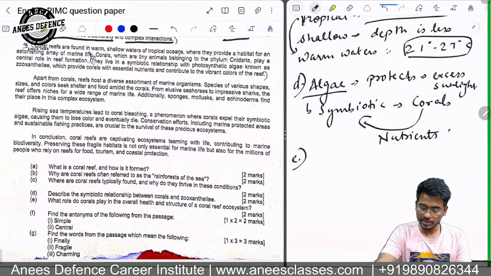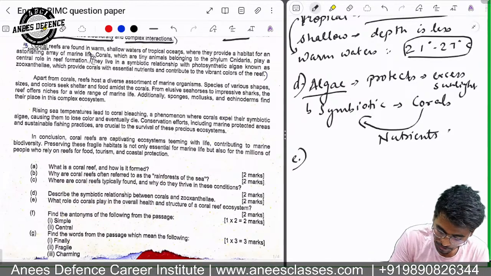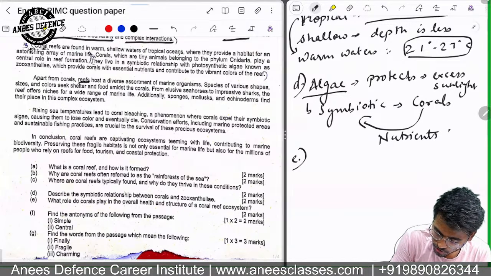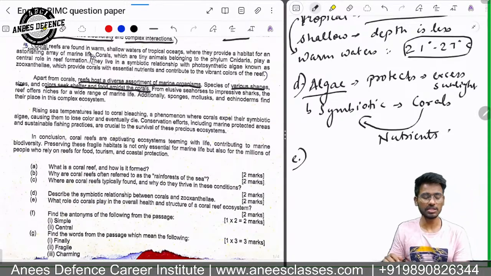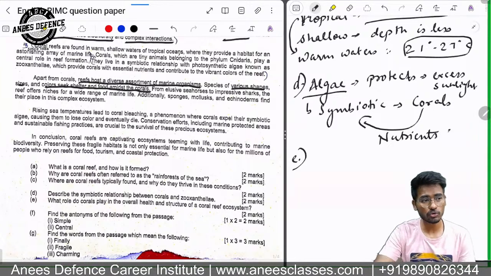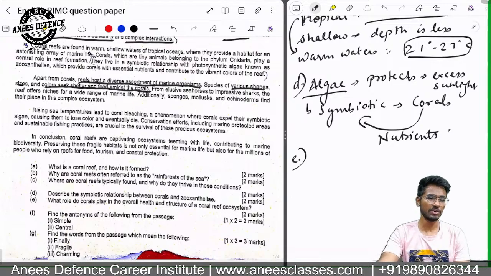What role do corals play in the overall health and structure of a coral reef ecosystem? If you see, this answer lies over here. The reefs host a diverse assortment of marine organisms. Species of various shapes, sizes, colors seek shelter and food amidst the corals. This means the corals also provide nutrients not only to the algae but also to the different species which are present in the marine life. So they are also dependent on the corals.